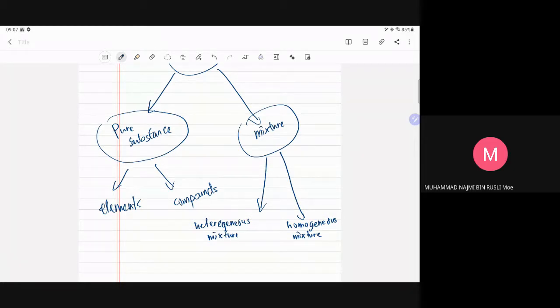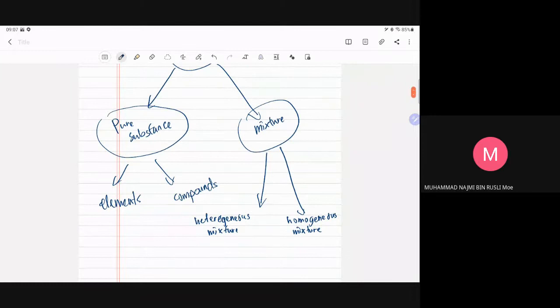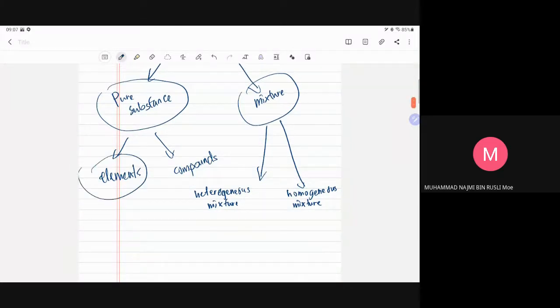Okay, so examples of elements are carbon, and then you have iron, and then you have chlorine molecules, oxygen molecules, nitrogen molecules. Because for all these molecules, kalau kita potong dia punya bond, dia masih dapat lagi jenis atom yang sama. Maksudnya elemen ni mesti same type of atoms lah. Whereas compound pula, dia ada different types of atoms.